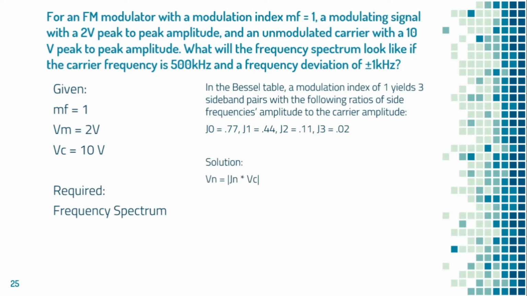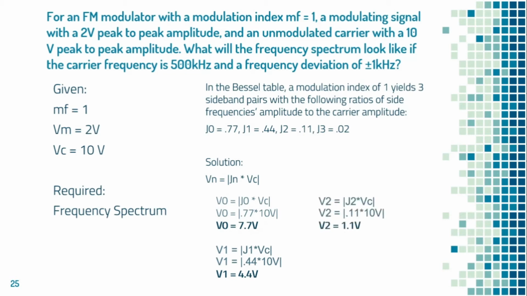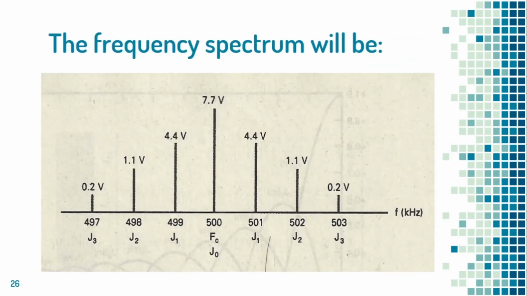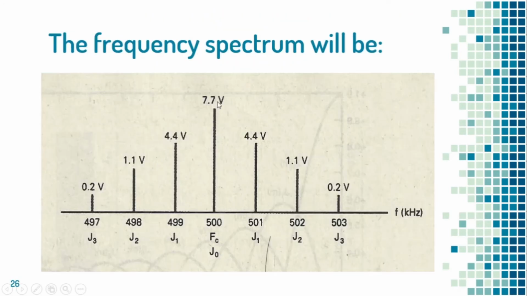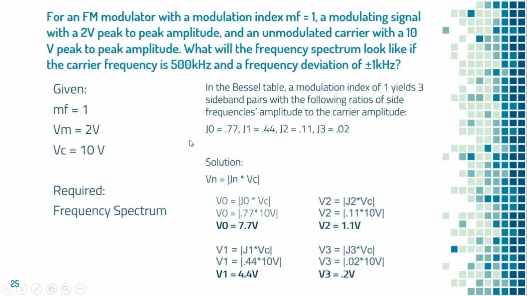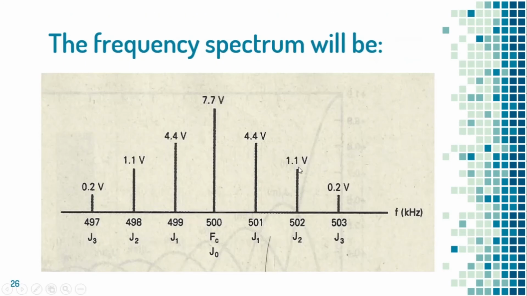So in solution, gagamitin lang natin yung formula which is Vn is equals to absolute value of Jn times Vc. So yung V0 which is yung modulated carrier amplitude will be 7.7 volts. V1 naman or yung first set of sideband amplitudes will have 4.4 volts. V2 1.1 volts, V3 will be 0.2 volts. Tapos ito yung magiging plot niya. So we can see here 7.7 volts yung modulated carrier. First set of sidebands is 4.4 volts. Second set, 1.1 volts, 0.2 volts.